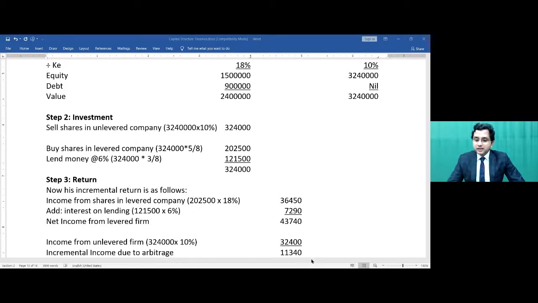Avijit is asking, sir, please explain with tax. Avijit, actually, Modigliani and Miller approach is never solved with tax. Though they call it M&M with tax, but actually that is net operating income approach with tax. So M&M with tax is nothing but NOI with tax.